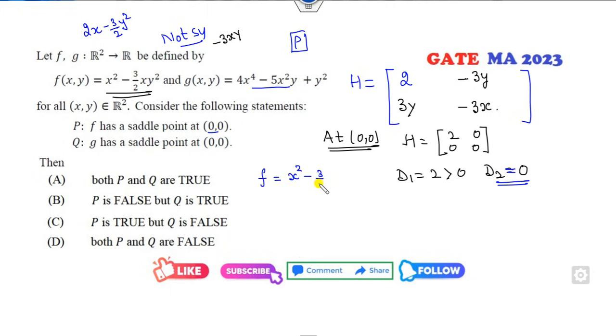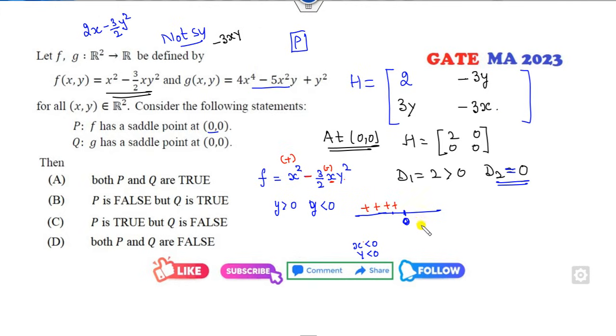x square minus 3 over 2 xy square. So clearly, y is either positive or negative. This number is always positive. So I can start from here, 0. Fine. Take any value which is less than 0. Say x is less than 0, y is less than 0. Is this value always positive or always negative? Whenever x is negative, this number is positive, and whenever x is negative, this number is negative. This number is always positive. So because of this negative and this negative, it is always positive.